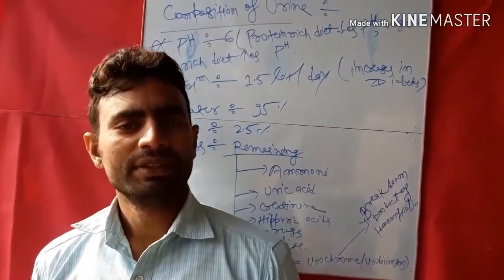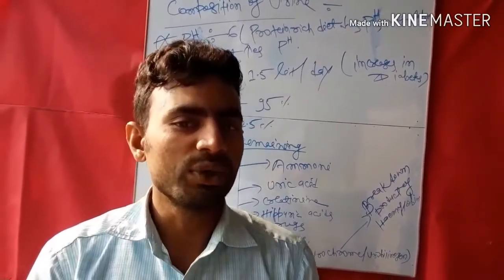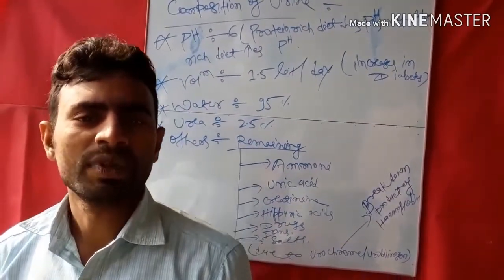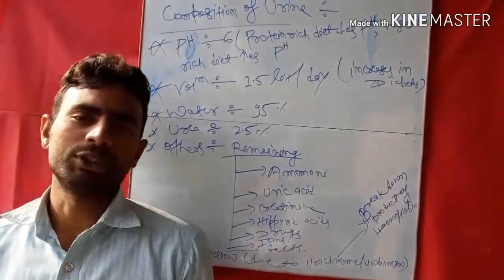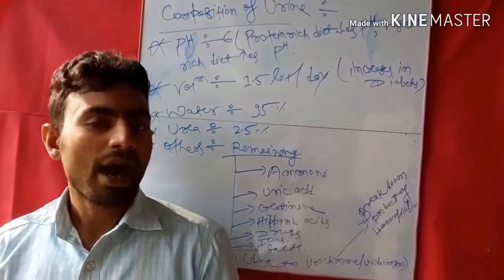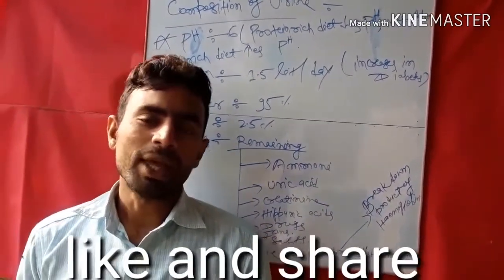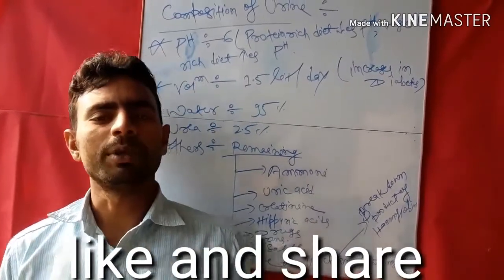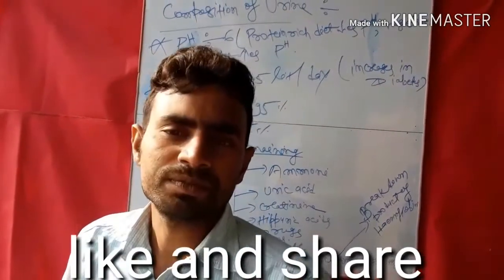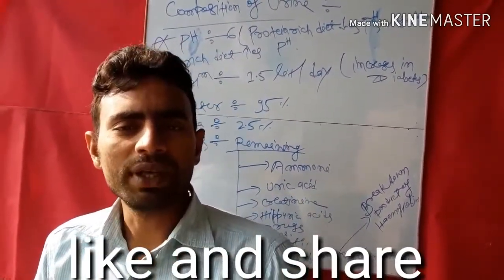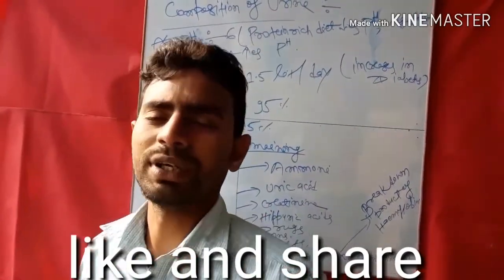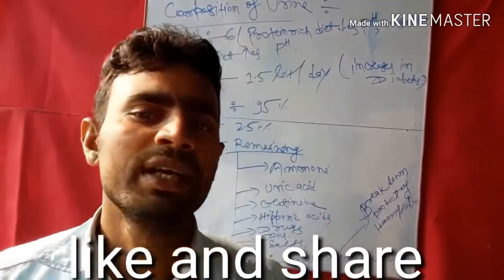You know well how urine is concentrated by the counter current mechanism. Counter current mechanism is the process to make urine concentrated. Now today's topic is the composition of urine. What is the composition of urine? Today we will learn it. First of all, the pH of urine is 6.